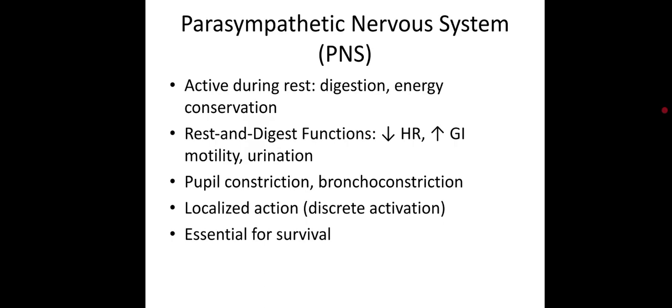So there will be localized action or discrete activation, meaning there will be one preganglionic fiber stimulating just one postganglionic fiber or neuron, rather than the branches of the postganglionic fiber. And it is very essential for survival, because a human body or an animal body cannot survive if it is consistently on the sympathetic nervous system.